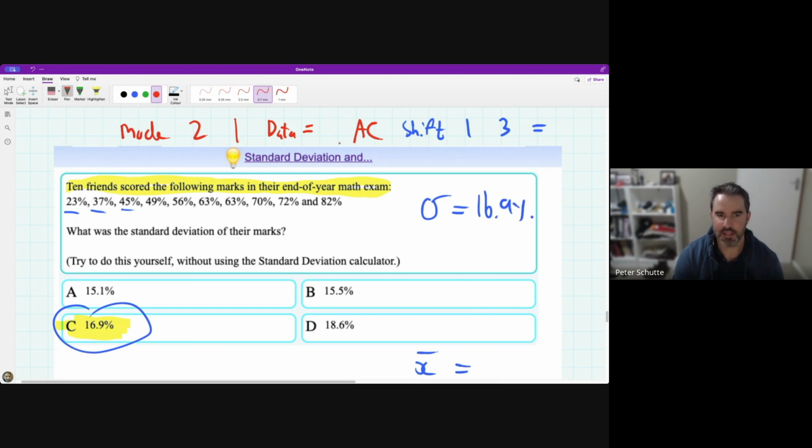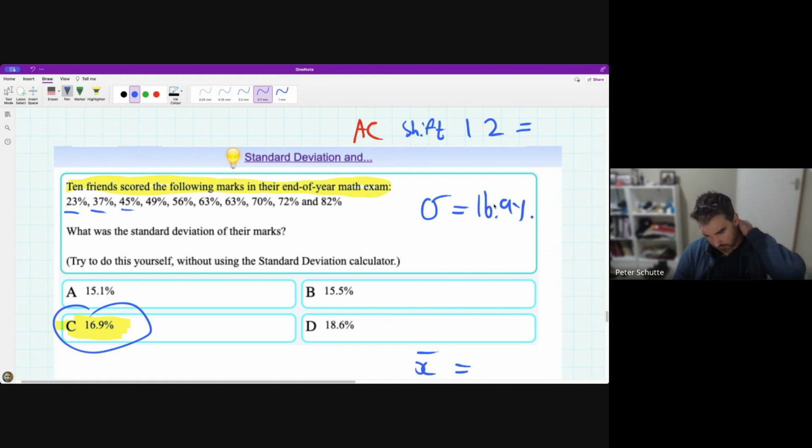So to get the mean, you don't need to put the data in again. All you need to do is go AC, shift 1, and then I think the correct number is 2, which is the mean, and then go equals. So what would your mean be for this set of, what's the class average for this set of marks? What do you get?